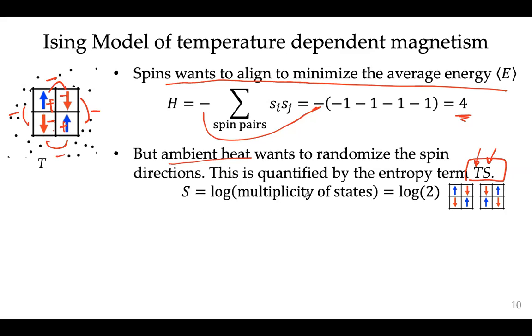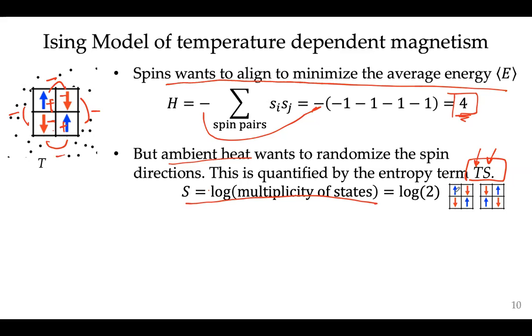How do you calculate entropy? The Boltzmann entropy formula is this one. The entropy is the logarithm of the multiplicity of the states. The idea here is, by respecting this constraint that the total energy is 4, how many different configurations can you get?